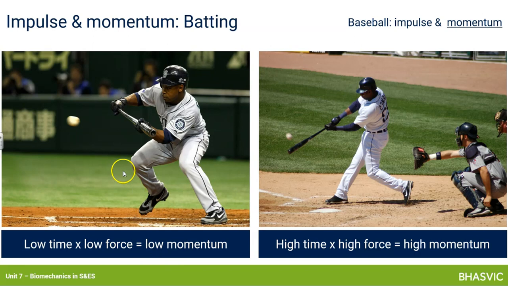The ball will go away with low motion, just near the batter. This one has high time in contact with the bat, high force applied during that time, which is high impulse, force times time, and therefore huge momentum. The ball will accelerate rapidly, high motion.